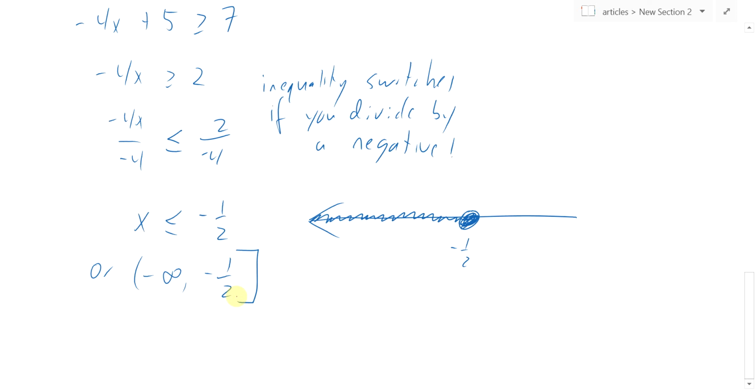Okay, so that's how you can graph linear inequalities. And this is what the pictures mean, right? Any number here that's less than minus 1/2, if you plugged it in for x, you'd get a true statement. Any number out here that's bigger than minus 1/2, if you plugged it in for x, you'd end up getting a false statement. So if you plug in, say, x equals 10, you get minus 40 plus 5, that's minus 35, which is not bigger than 7. So this is the true part, and that's the false part.